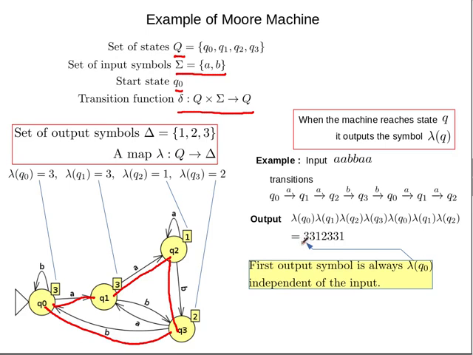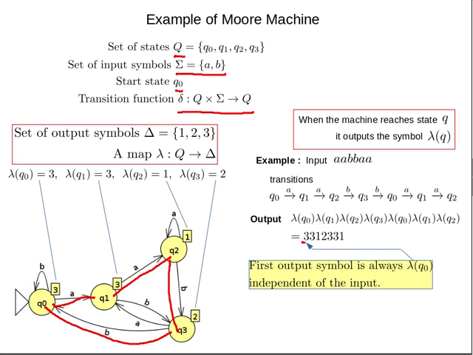One characteristic is that the first symbol is always this lambda of Q0. It doesn't matter what the actual input is or what is coming next. Whenever you start this machine, it immediately emits this lambda of Q0. Then it makes this transition, emits this lambda of Q1, then makes this transition and emits this lambda of Q2. So one by one, it gives you these output symbols as it is processing.